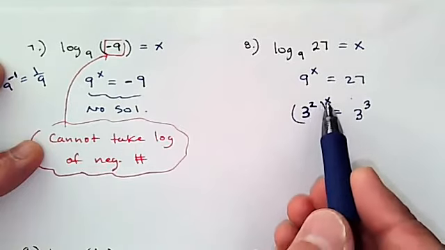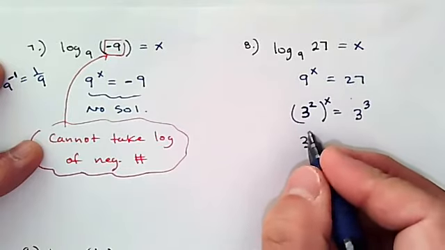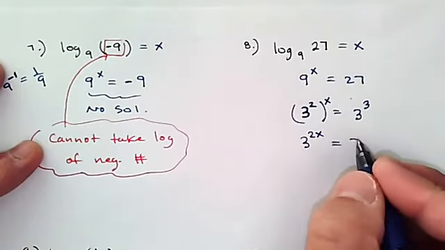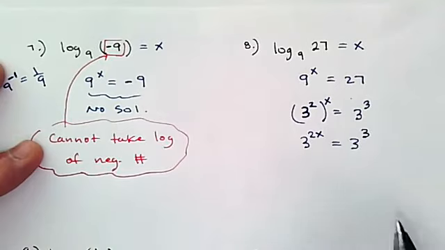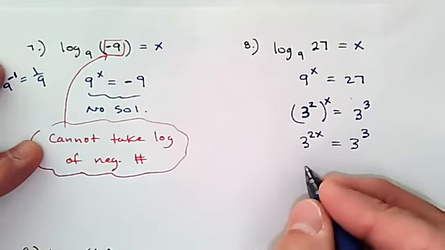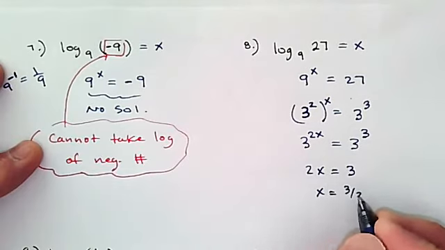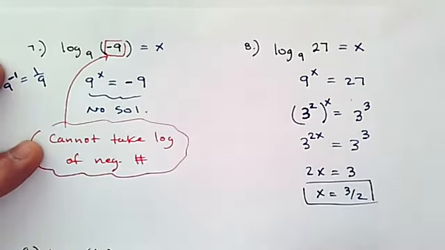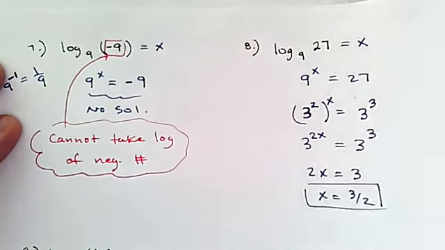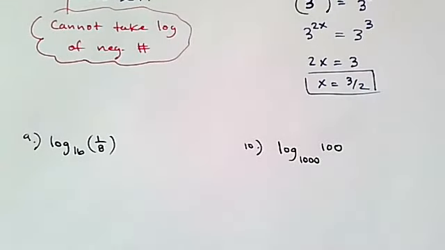So, what do I do when I have a power raised to a power? I'm going to multiply those powers. So that is the same as 3 to the 2x equals 3 to the third. And then that idea that if my bases are the same, my exponents must be equal. So I know that 2x has to equal 3. x will be 3 halves. Let's try one more.